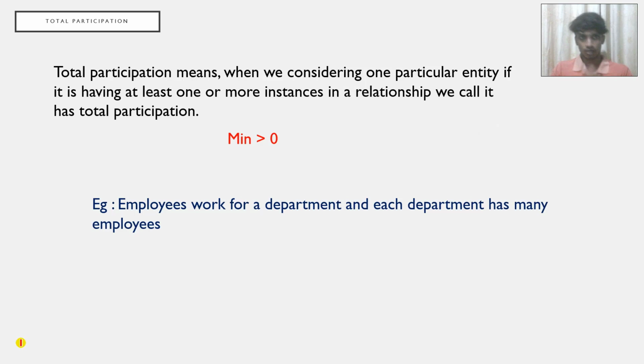Okay. So total participation means that when we are considering one particular entity, if it has at least one or more instances in a relationship, we call it total participation. So basically the minimum value will be greater than 0. This is how you remember total participation.